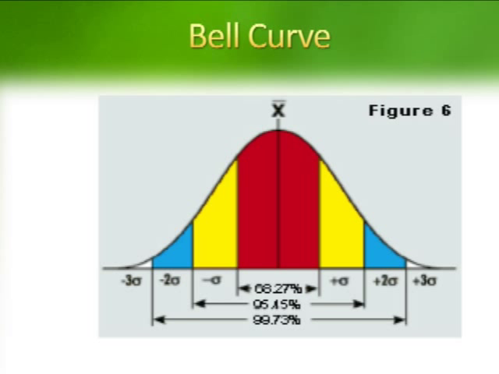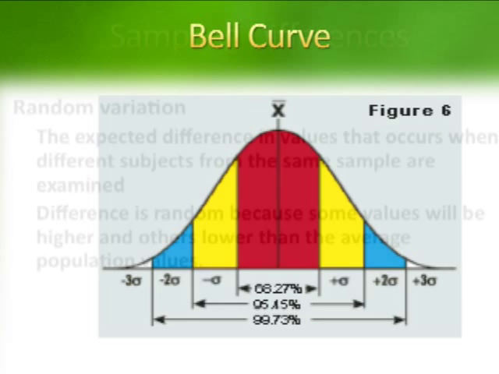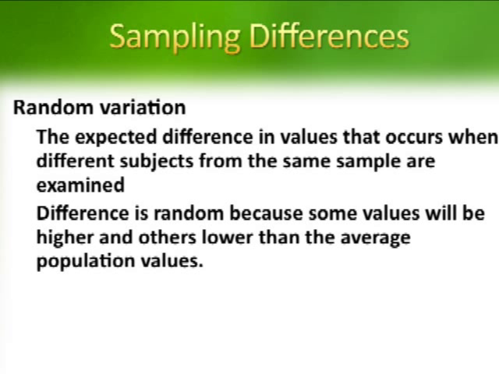The numbers should vary randomly, and if they do, when they are mapped out, it should look like a bell. This represents random variation and would represent a population that looks like the sample, the accessible, and the target population. Now, random variation. That is the expected difference in values that occurs when different subjects from the same sample are examined. The difference is random because some values will be higher and others lower than the average population values.